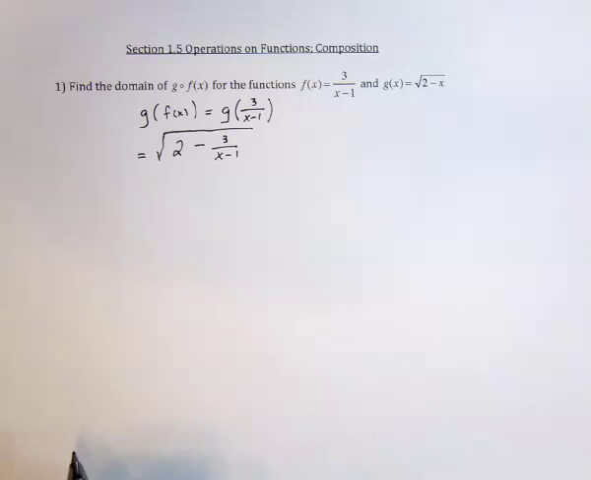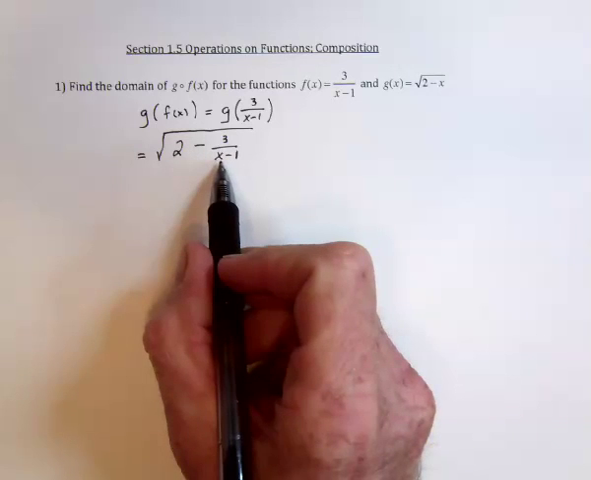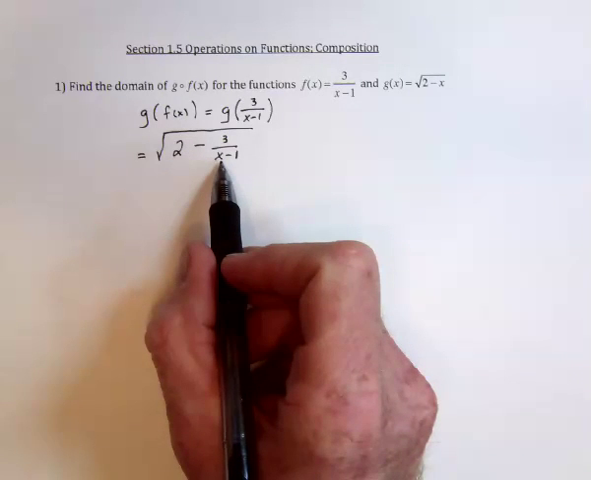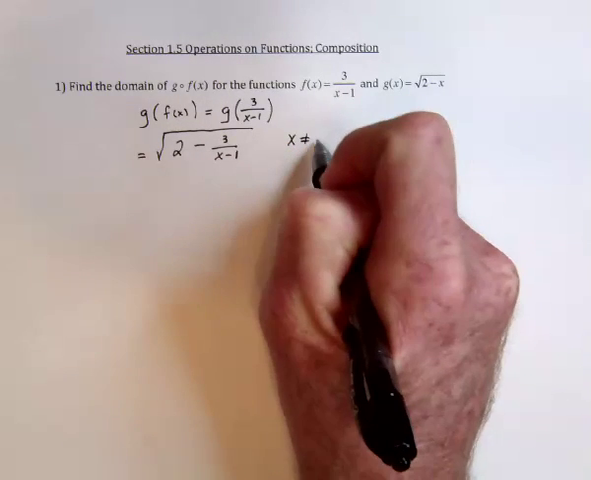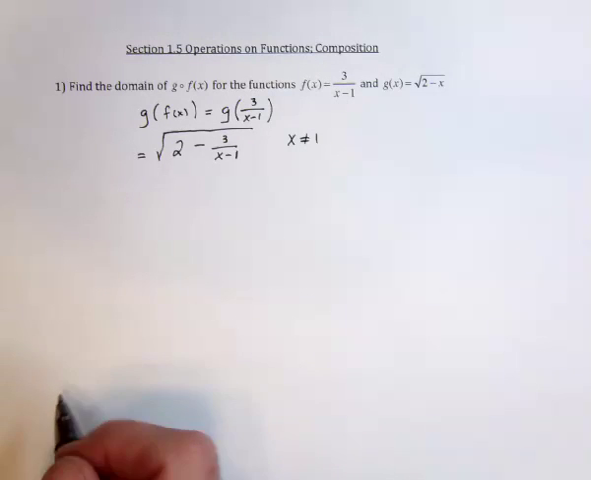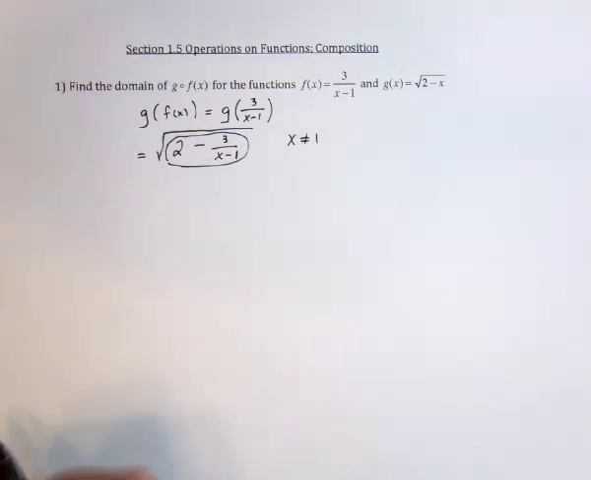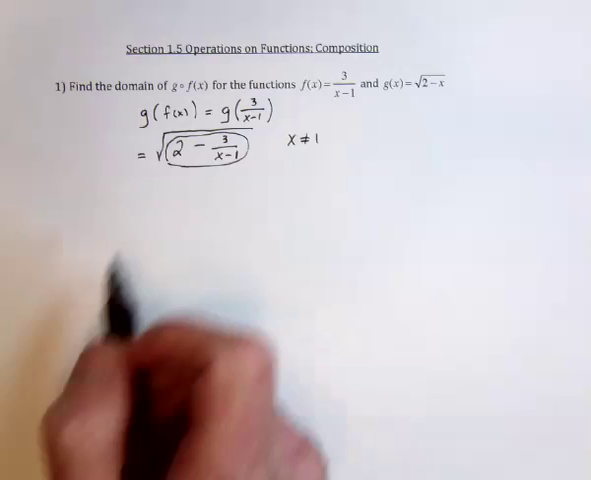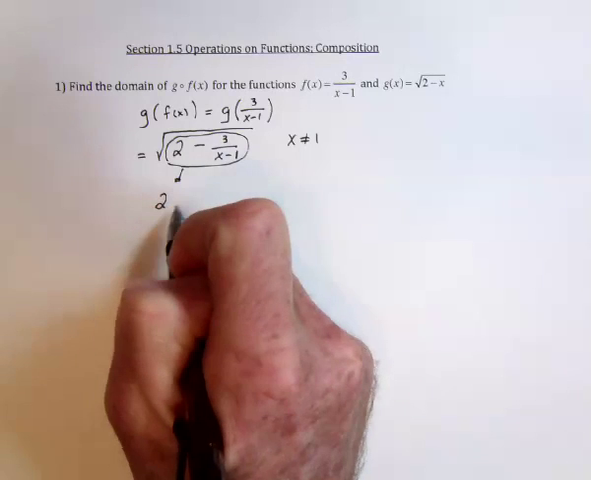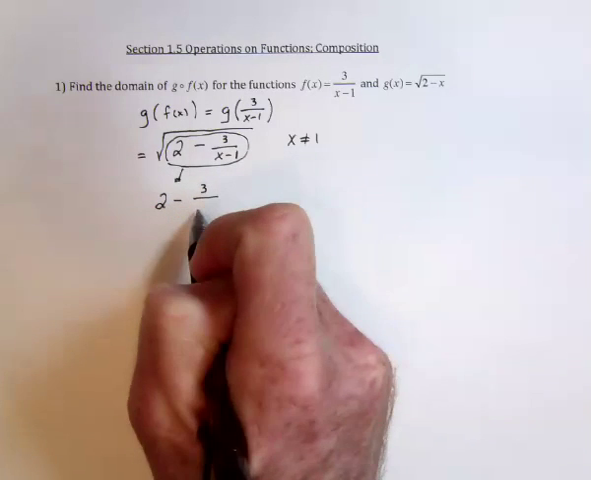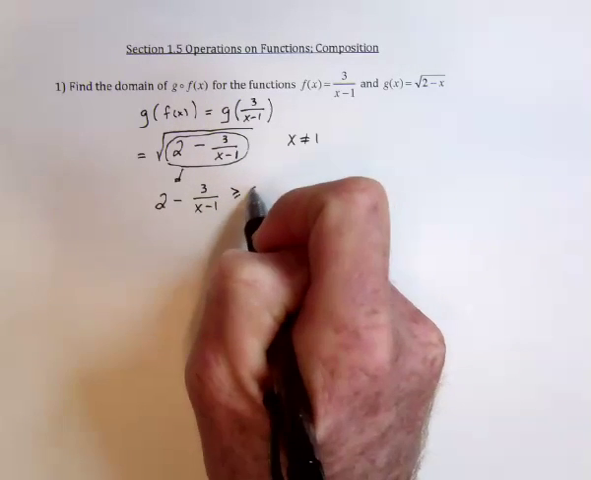And now we need to find the domain of this function. Well, for domain there's two main rules. One is there is no division by 0. So if we had x equal 1, that would cause division by 0. So we automatically know x cannot equal 1. The other main rule is that we're not going to be dealing with complex numbers right now. So whatever is inside of the radical needs to be something that is bigger than or equal to 0. So 2 minus 3 over x minus 1 needs to be bigger than or equal to 0.